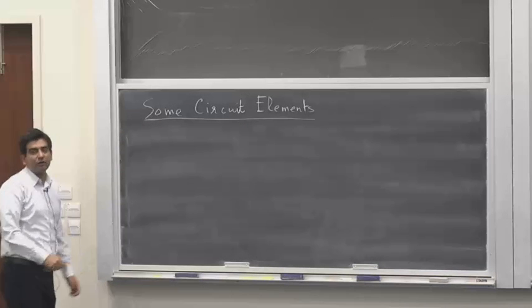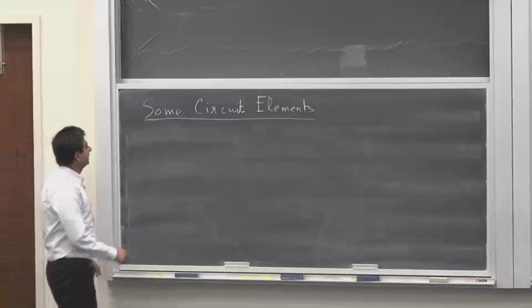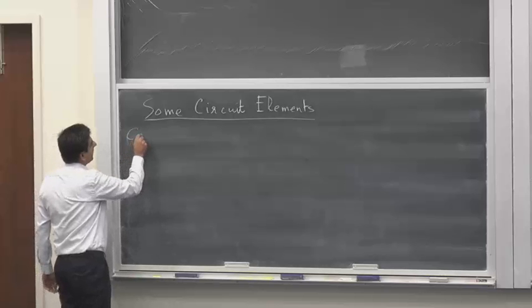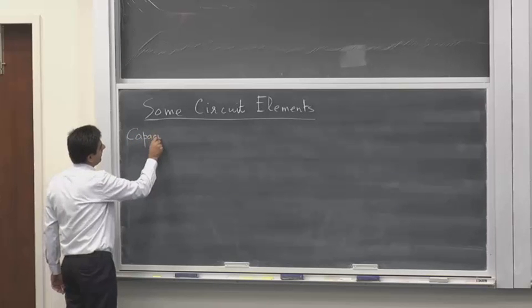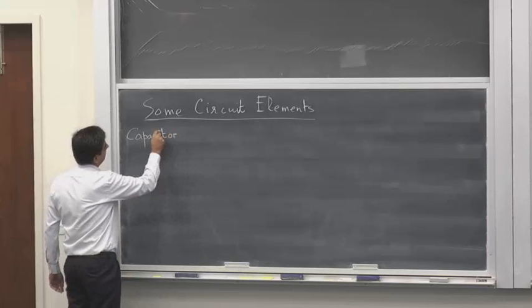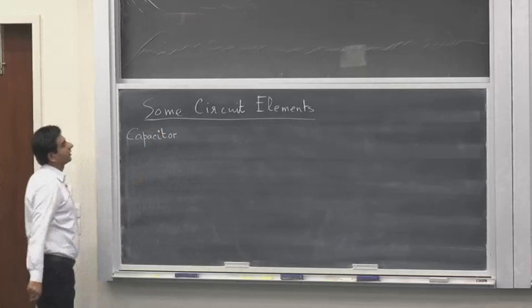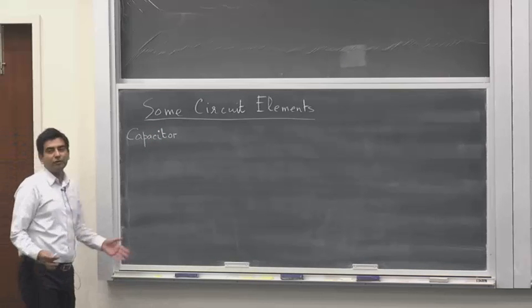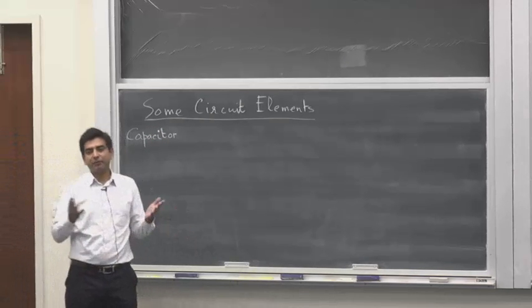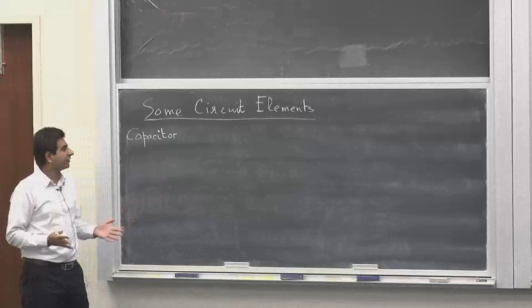Today we're going to talk about some circuit elements, and we're going to start off our discussion with the famous capacitor. Now we all know that capacitors are ubiquitous. They exist in so many different kinds and forms.